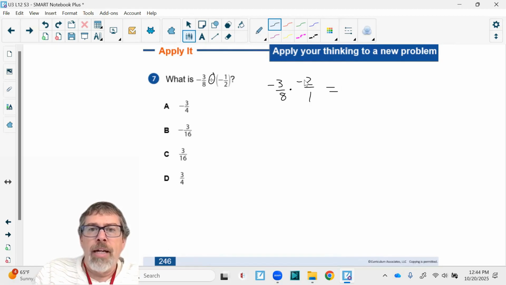3 times 2. Actually, I can reduce here. 2 will go into 2 once. 2 will go into 8 4 times. So then I simplify, and I get negative 3 times a negative 1 is positive 3. And 4 times 1 is 4. So the answer is D.